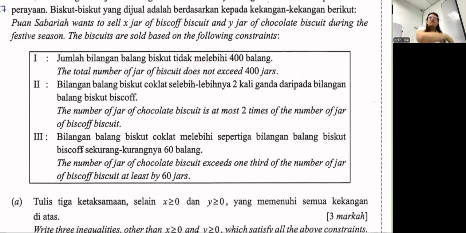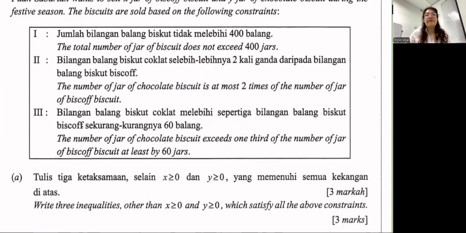Here, constraint number 2: the number of jars of chocolates, y, is at most, less than or equal to, 2 times the number of jars of Biscoff biscuits. Sorry, one more time: y is less than or equal to 2x. And the third one: the number of jars of chocolate biscuits, y, exceeds 1/3 of the number of jars of Biscoff at least by 60 jars. Okay? The word exceeds, we write minus. So with the 3 inequalities just now, we got 3 marks.